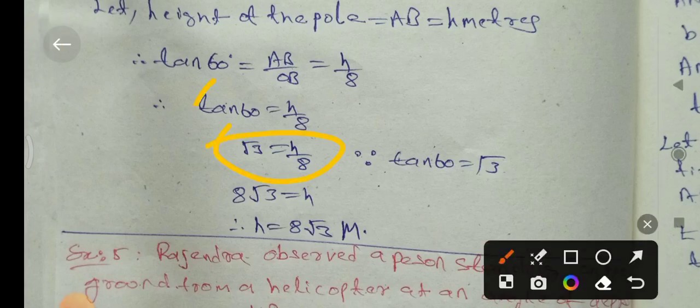Tan 60 is equal to root 3. Root 3 is equal to h by 8, which implies that 8 into root 3 is equal to h. H is equal to 8 root 3 meters.